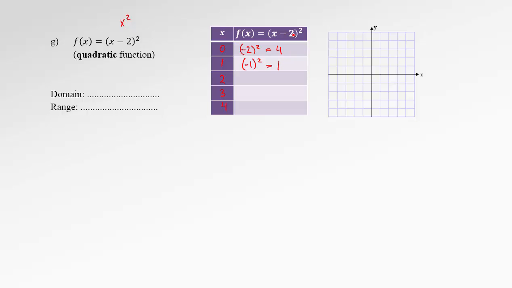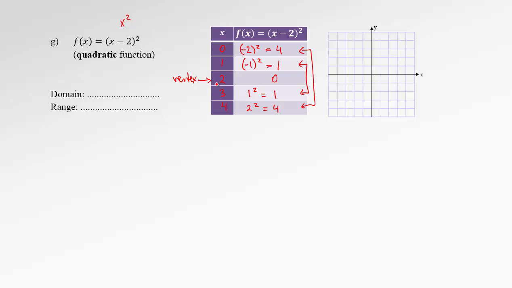Plug in 2. Oh, that's why 2 is so important, because 2 minus 2 is 0. So that will serve as our vertex, like 0, 0 in the basic shape. So let's try 3. 3 minus 2 is 1. 1 squared is 1. And 4 minus 2 is 2. 2 squared is 4. As you see, again, we have this symmetry.